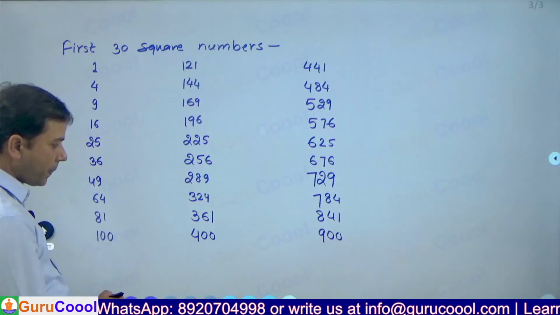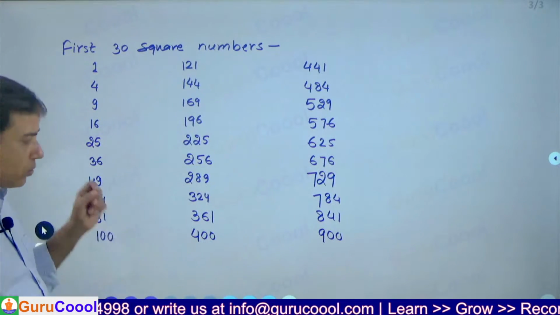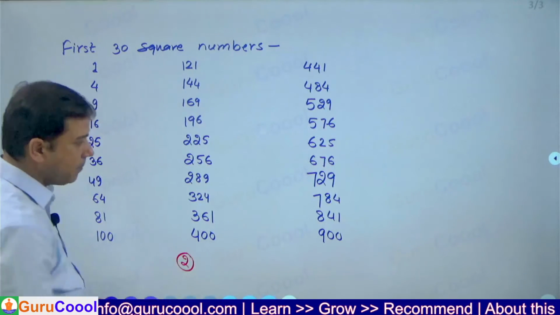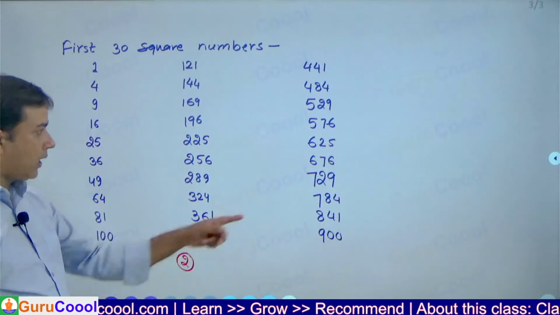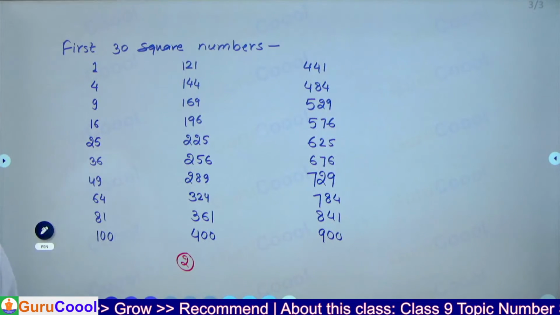Anurag, these are our first 30 square numbers. Do you see 2 at the ones place of any of them? Ones place 2 in any of them? No, sir.